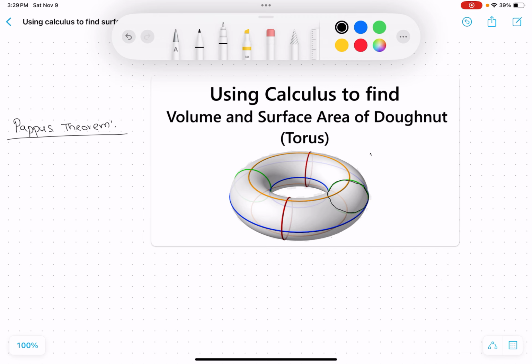So in this case, what Pappus theorem says is the volume covered will just be the area of the generating surface, right? So in this case, this circle, which is basically revolving around a center to generate this torus, right? So area of generating surface times distance traveled by its centroid. Distance traveled by its centroid. Here it refers to this generating surface.